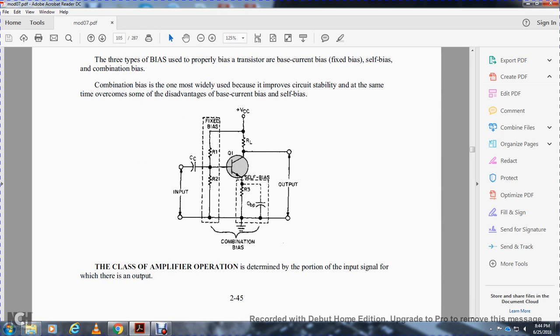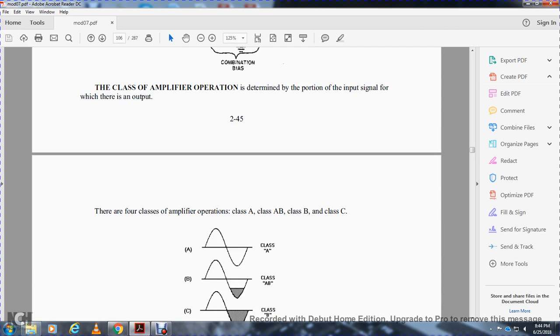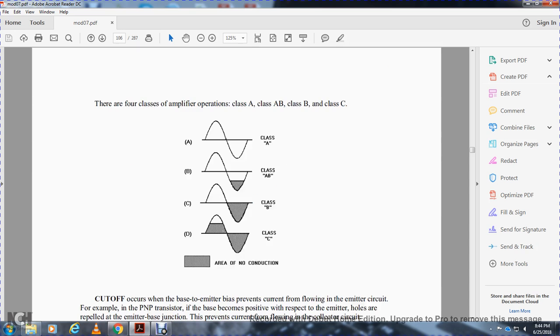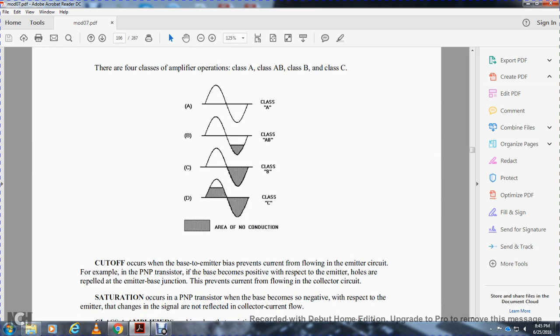The class of amplifier operation determines the portion of the input signal for which there is an output. There are four classes of amplifier operation: Class A, Class AB, Class B, and Class C. They show their input waves. Notice that the black is the area of no conduction.